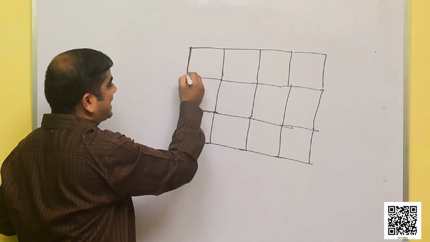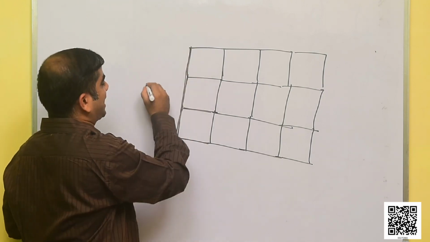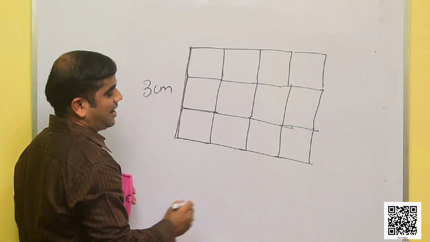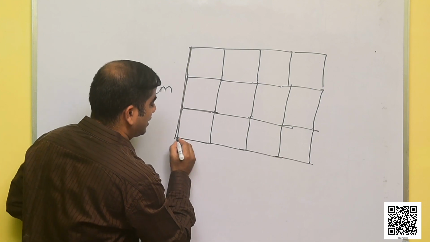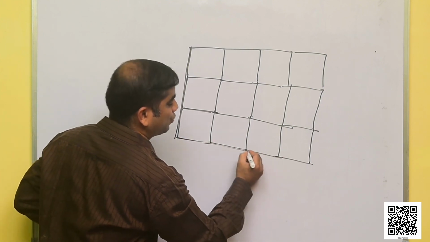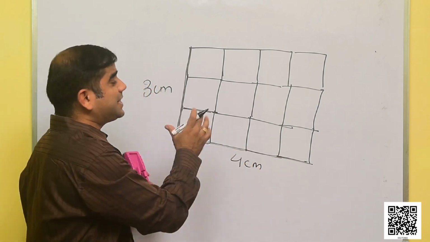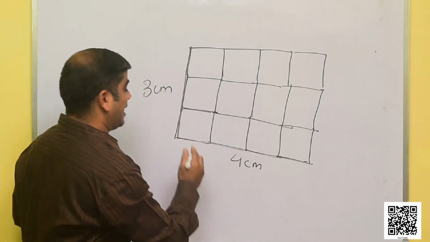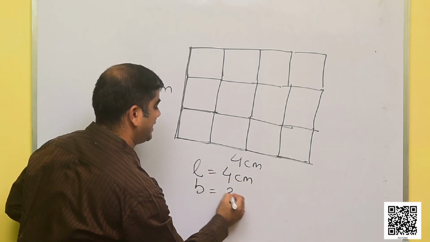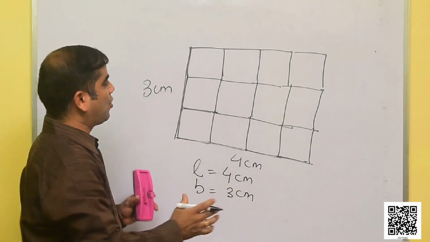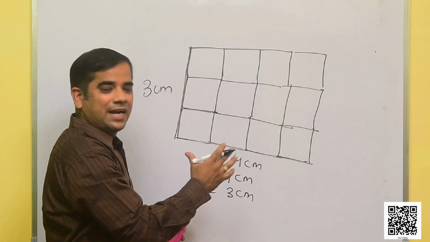So this is 1 centimeter, 2 centimeter, 3 centimeter. So this side of the rectangle is of 3 centimeter. And as each square is having 1 centimeter of side, so now the length is 1, 2, 3 and 4. So 4 centimeter. So I can say that this rectangle is having the length as 4 centimeter and breadth as 3 centimeter. So now I have constructed a rectangle having 12 squares.